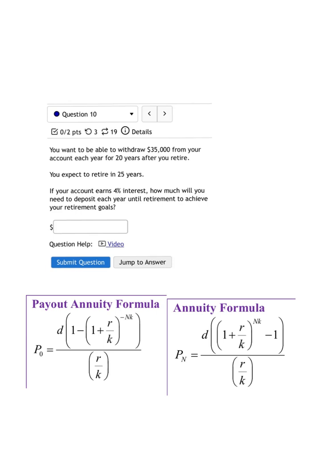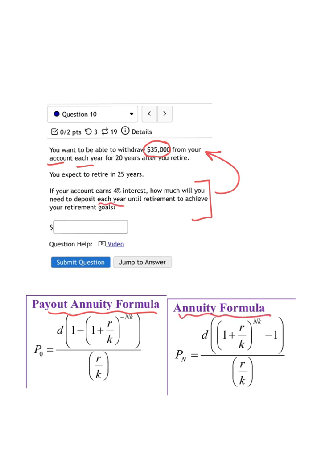Okay, for this problem, we need to first realize that there's two parts. One is that we want to be able to withdraw $35,000 from our account each year. So that makes me think about using that payout annuity formula. And we also expect to retire in 25 years, so we're going to also start trying to save in order for that to happen. So if we're going to save every year, then that's thinking about that annuity formula.